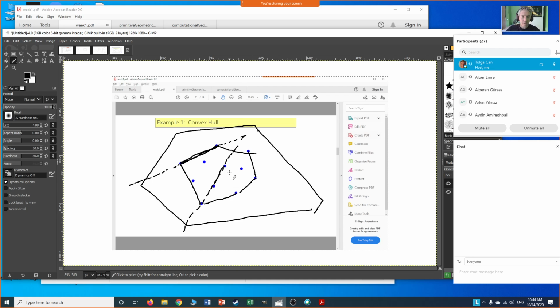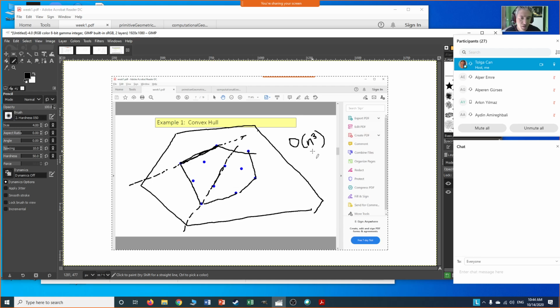So these observations sometimes immediately lead to an algorithm. For example, by exhaustive searching, I can do this: look at the line segment connecting every pair of points in my set, and check whether all of the other remaining points are to one side of it. If this is the case, then it should be a convex hull edge. But this is a very inefficient algorithm. It will have O(n cubed) complexity, right?